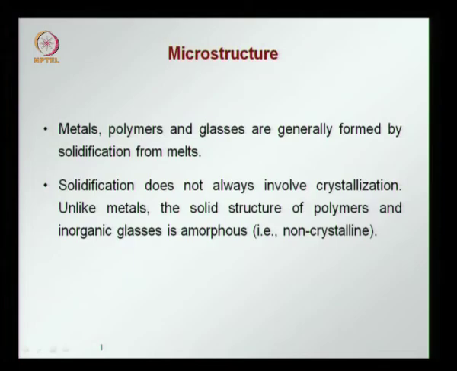Metals, polymers and glasses solidify from a melt. So generally when you want a solid of one of these types, you start with a melt and go on to get the body or the structure with one of these materials. Now as we saw earlier, solidification does not always involve crystallization. In metals mostly we have crystallization. We looked at an example of metal glass which is different, but in most metals we have crystallization.